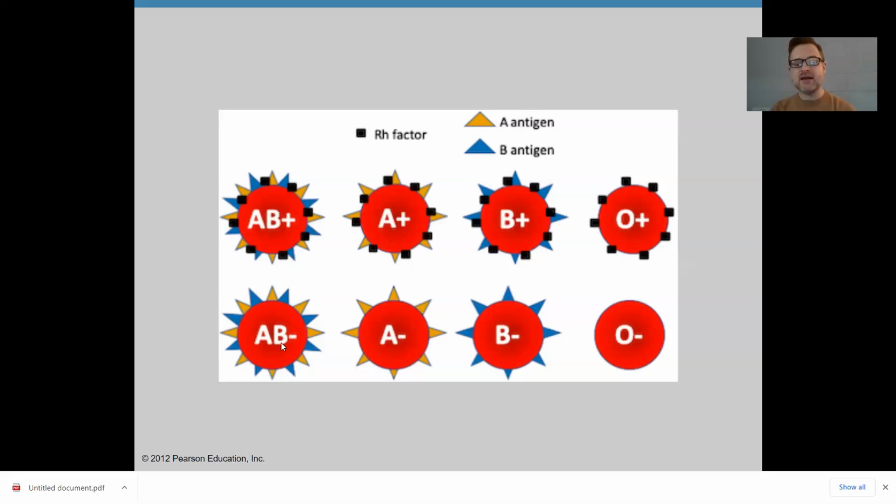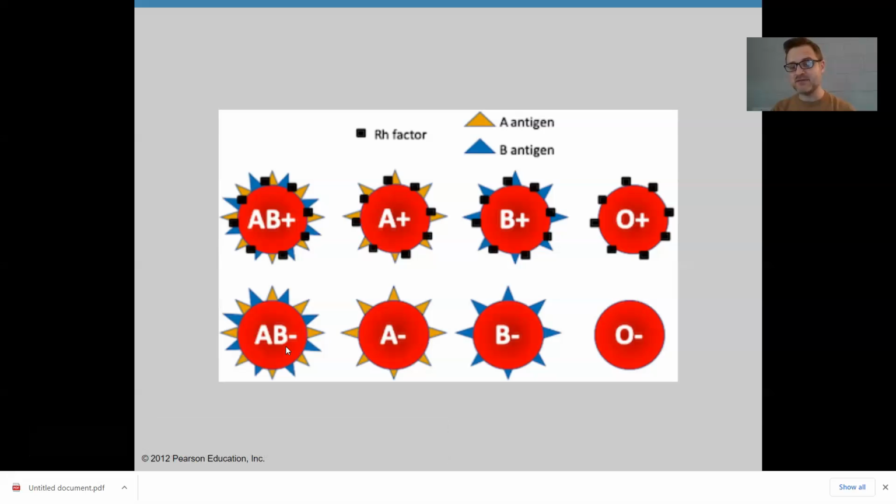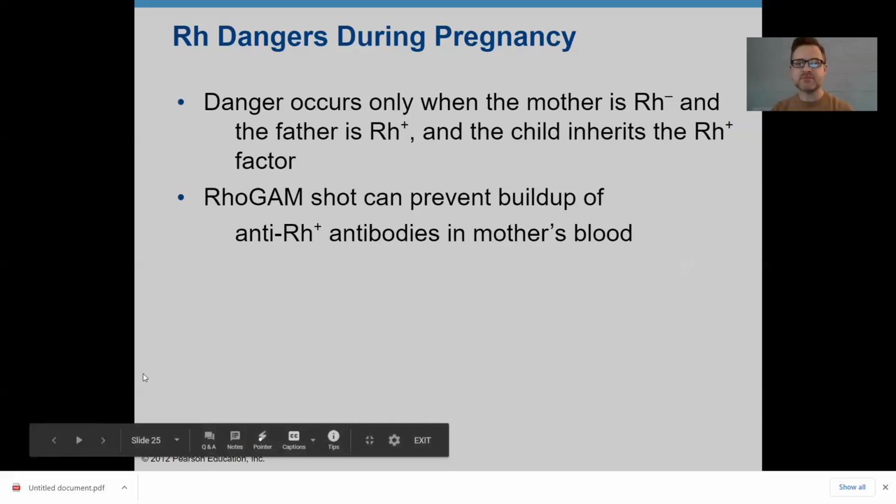All right. Let's do another one. AB negative, what can they not receive? They can't receive anything that has a positive. So AB negative can't receive AB positive, A positive, B positive, or O positive. All right. Again, you can only receive what you have. You cannot receive what is foreign.